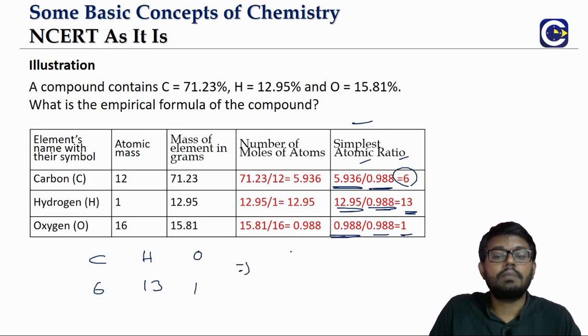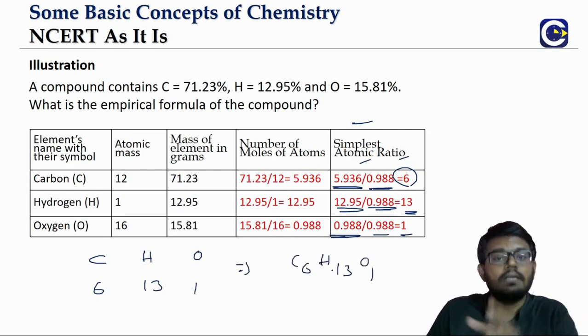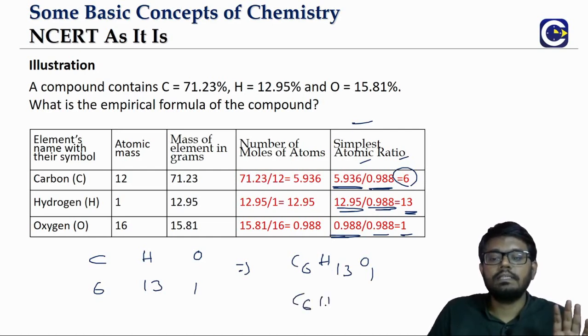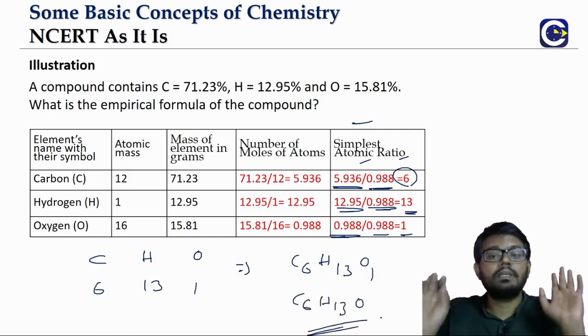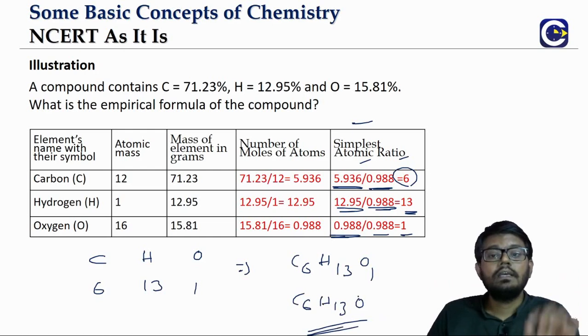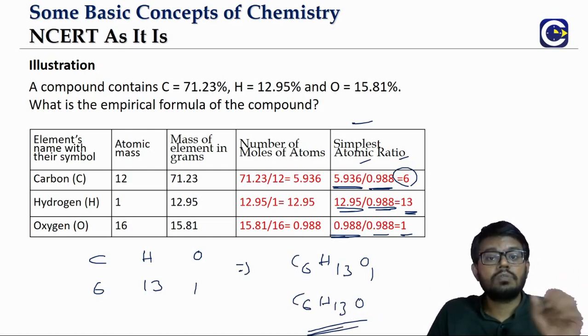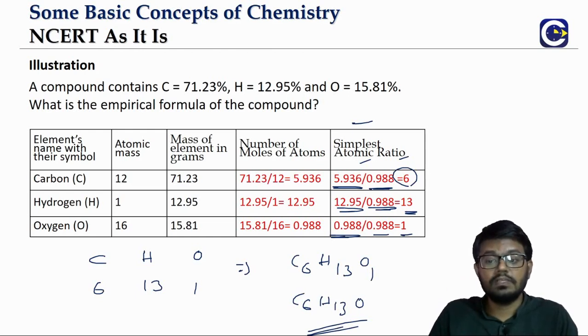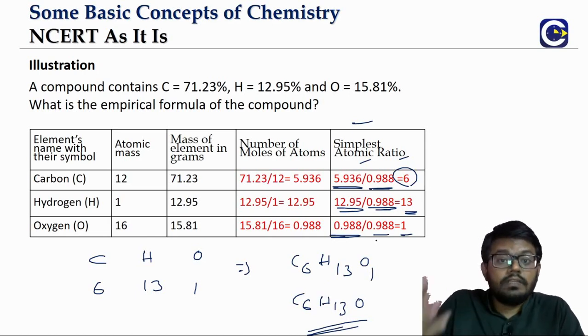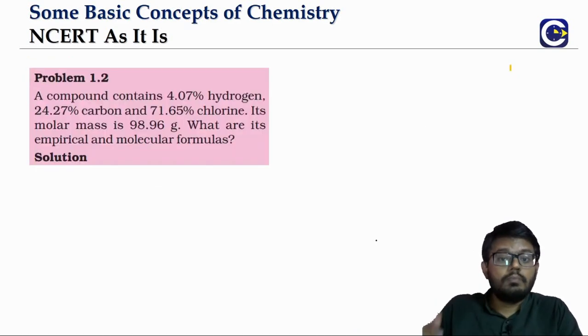So we'll say the empirical formula will be C6H13O1. But generally 1 we will not write, so we'll say C6H13O. This is the empirical formula. You can see clearly it is giving us the simplest whole number ratio in which the atoms of the different elements are present. This is what we will be calling the empirical formula. Now we said we can also find the molecular formula, right? So we have an example.